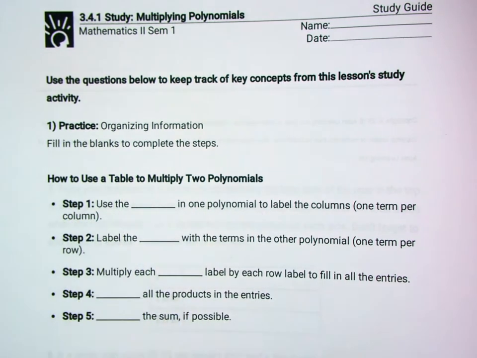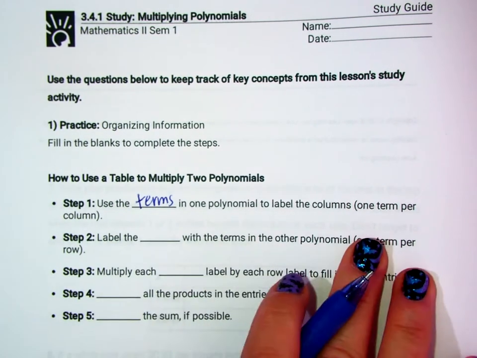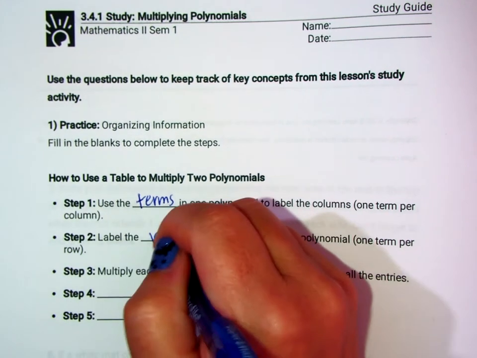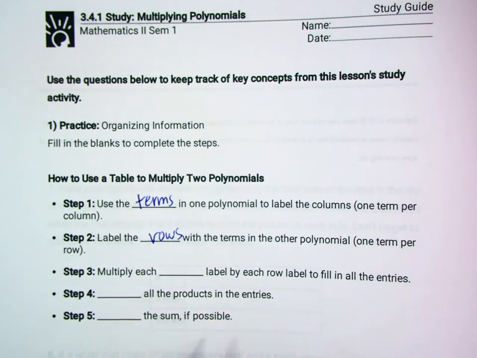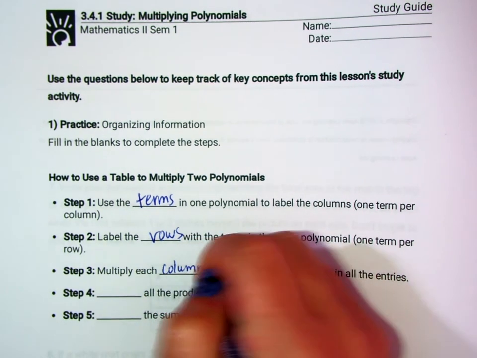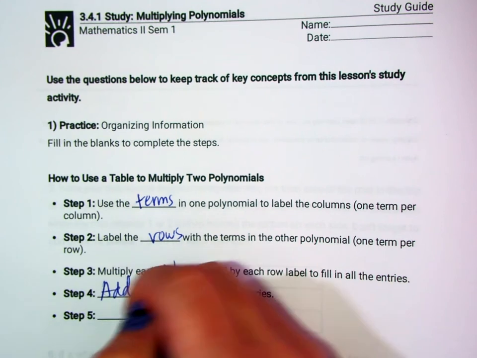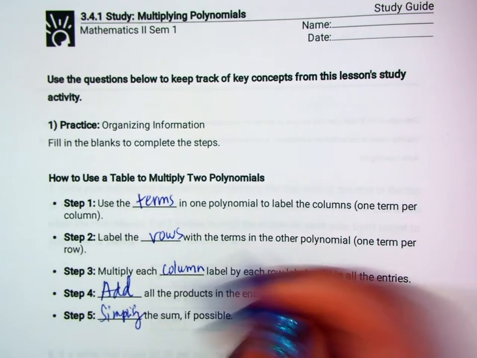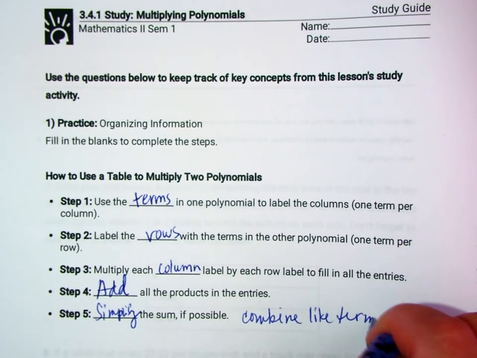Step 1, use the terms in one polynomial to label the columns, one term per column, and then label the rows with the terms in the other polynomial. Multiply each column by each row and then fill in all the entries. Add all the products and then simplify the sum. That's where we combine any like terms if possible.